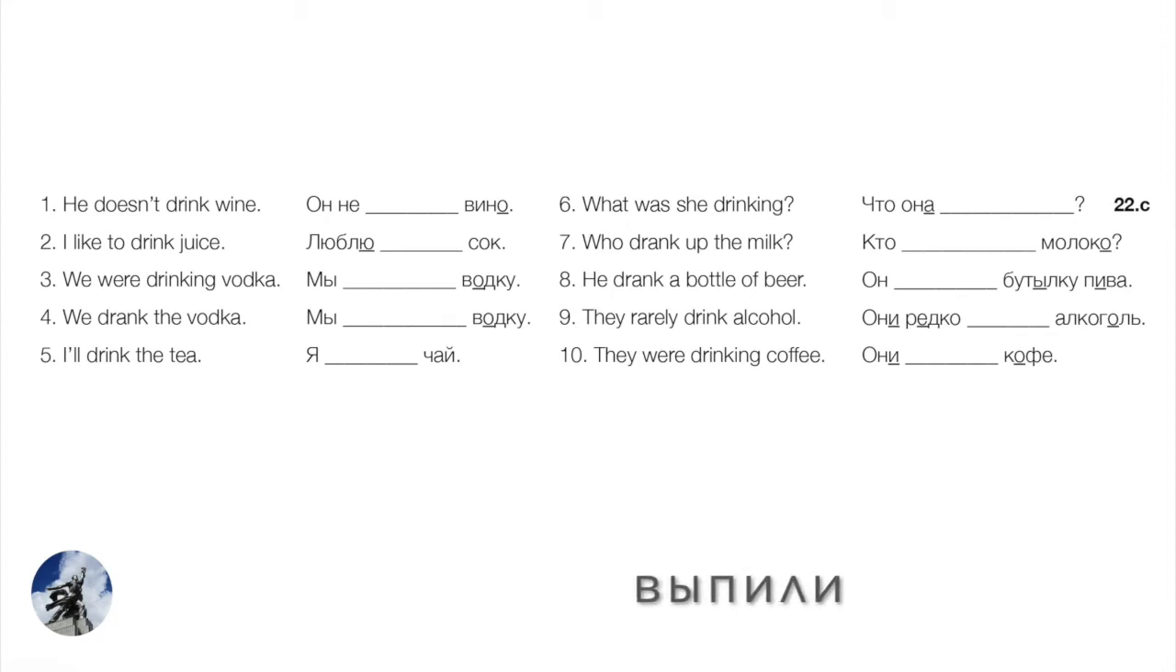Мы выпили водку. Number five, I'll drink the tea. Okay, sounds like I'll drink it up. It seems to imply just the completed action. So that'll be a perfective future. Я выпью чай.